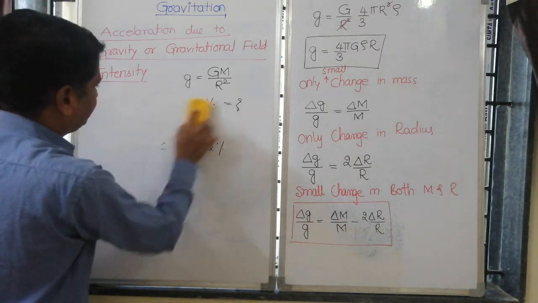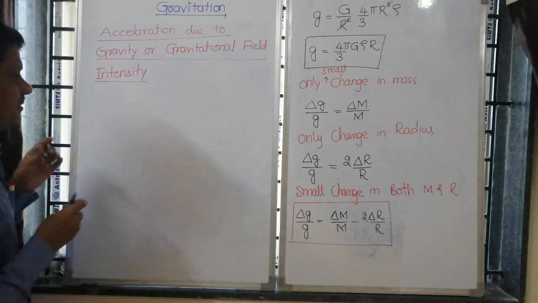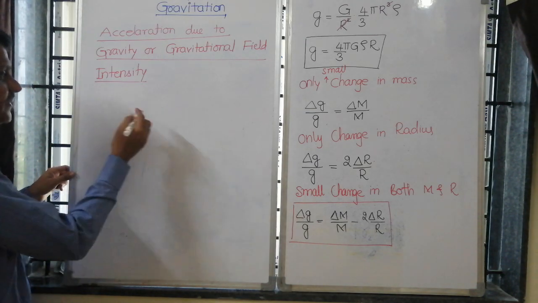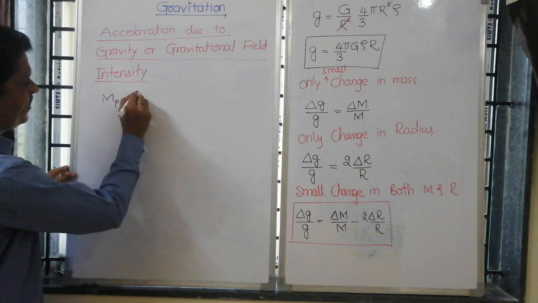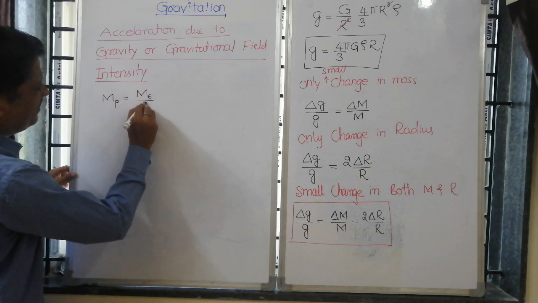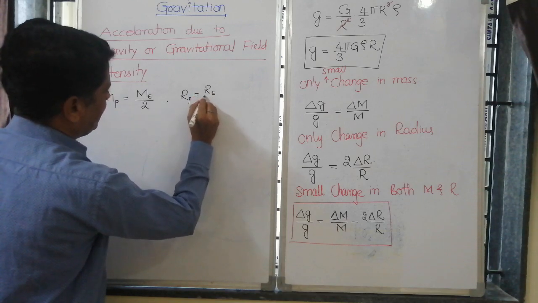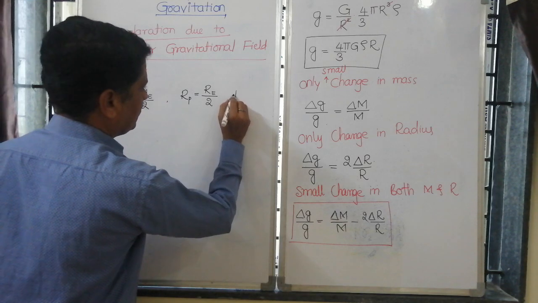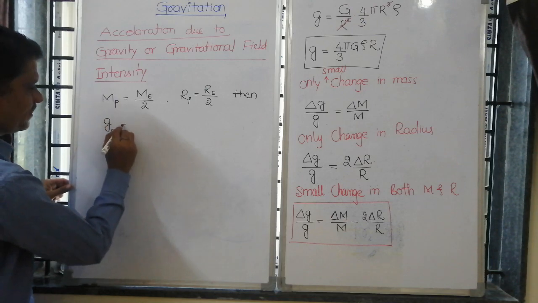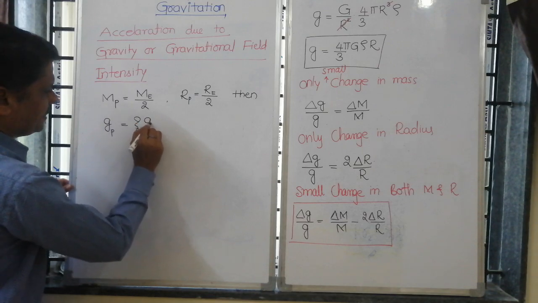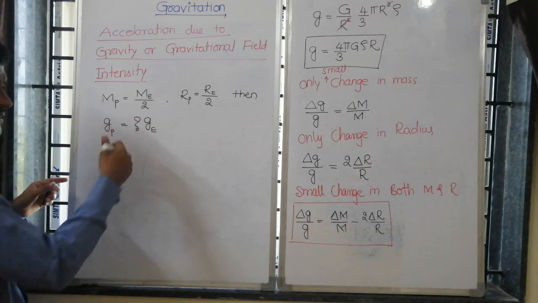If we have a planet whose mass and radius are half of the mass and radius of the Earth, that is, mass of the planet is equal to mass of the earth by 2 and radius of the planet is equal to radius of the earth by 2, then the acceleration due to gravity of the planet is how many times the acceleration due to gravity of the earth? Or they can ask the ratio concept.